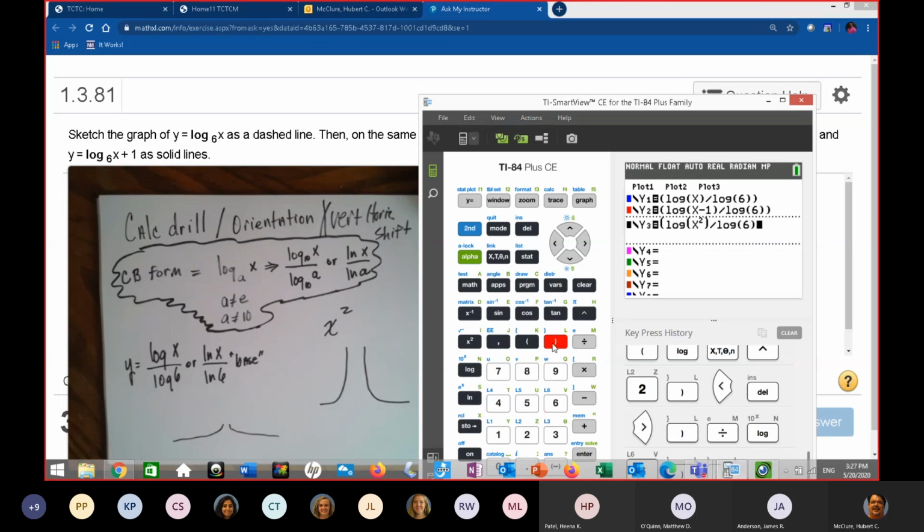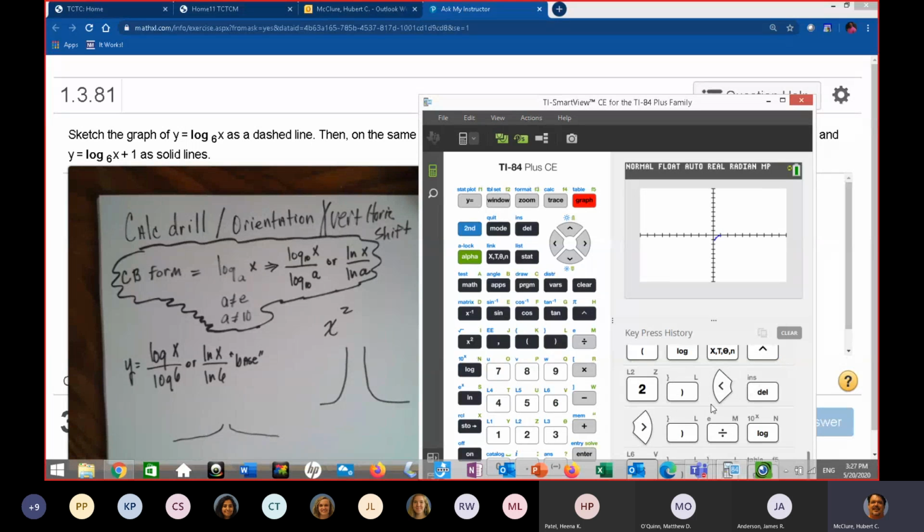Graph. And there's your first one. There's your horizontal shift to the right. And let's see if the volcano comes in. There's the volcano. Okay, it's going the opposite direction. Okay, that's fine. It's a logarithm, so it's going the opposite direction. But you see the volcano effect. All right, there's the volcano effect. Now see what's next.